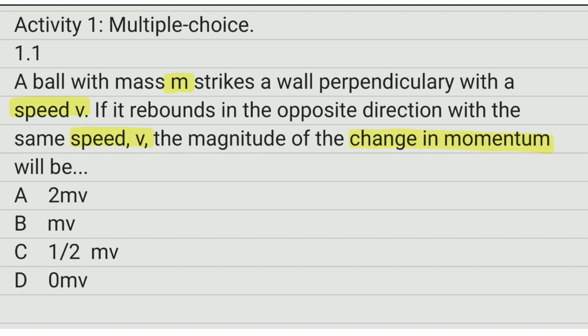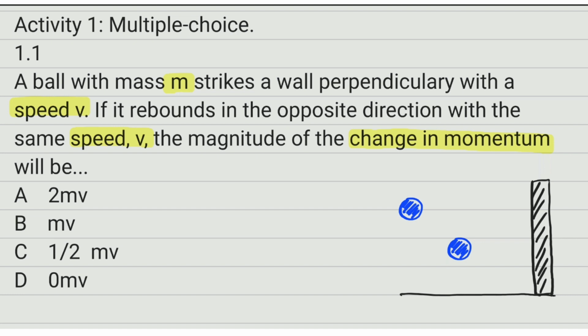They are asking you to calculate the change in momentum, but the magnitude. Now, when they say magnitude, they are asking you only about the number, the value, not the direction, but you must do the calculation, okay? So in this case, what we have is a ball that is moving towards a wall. It doesn't matter where the wall is, if it's on the right or on the left. This is the initial velocity of the ball, and the magnitude of that velocity is v. Okay, and then it bounces off the wall backward with the same speed v.